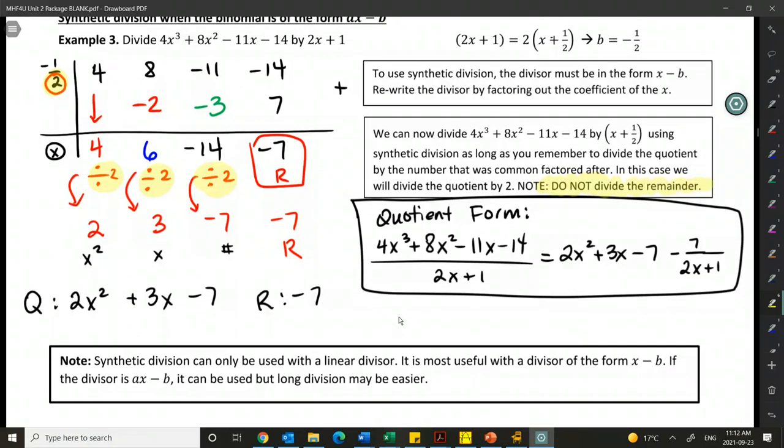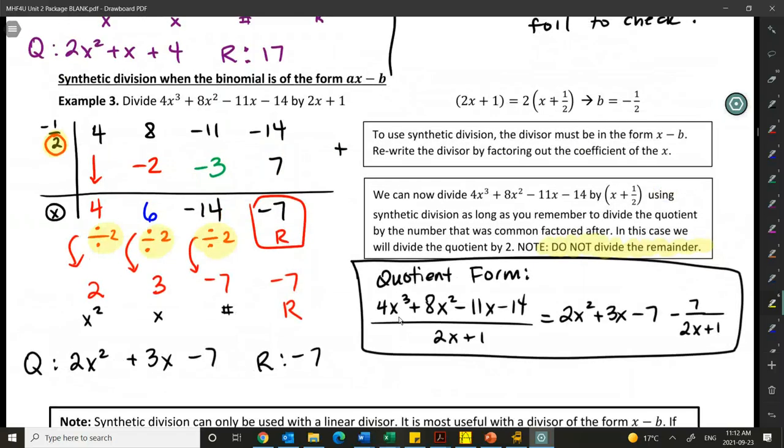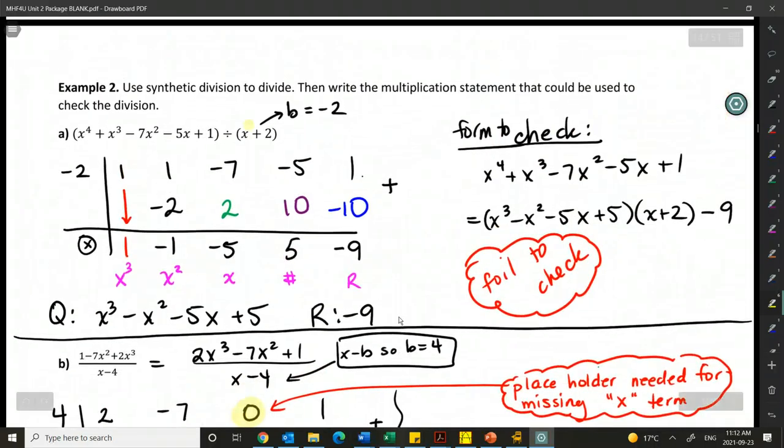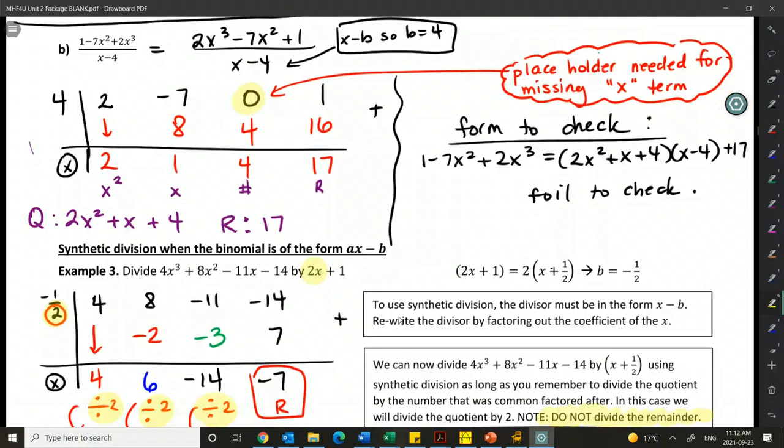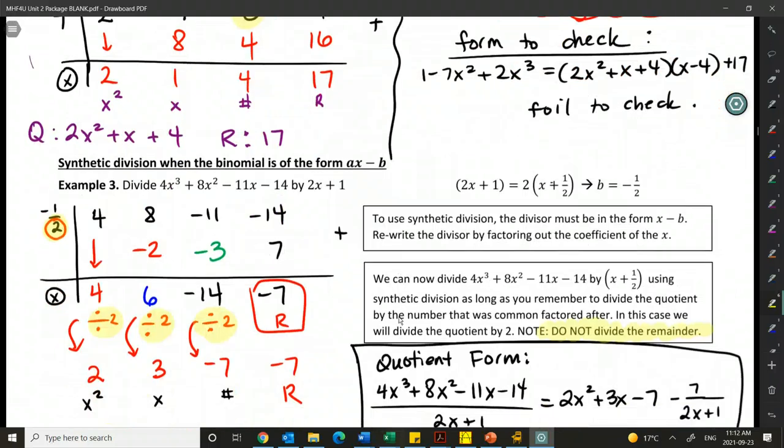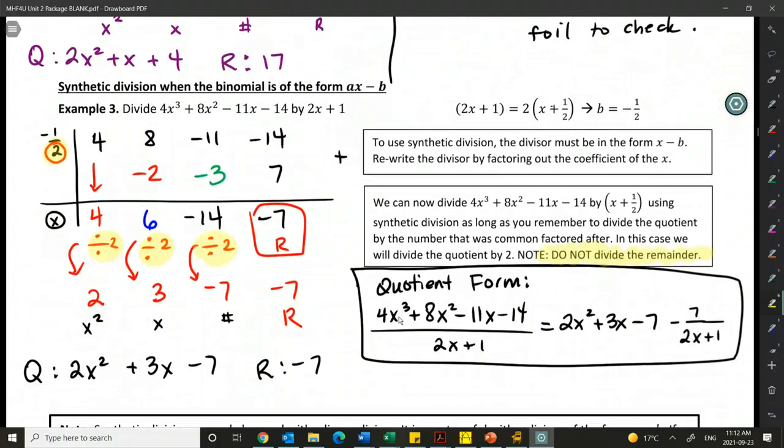Yeah, Rebecca. Why are we doing that here but not in the ones before? That's a good question. What's different about this one versus the ones that we did before? What's the main difference here? Vic? Yeah, so this time we have a coefficient in front of x. The previous ones had a coefficient of 1 on x. So this happens anytime I have a coefficient on x other than 1 when I use synthetic division.